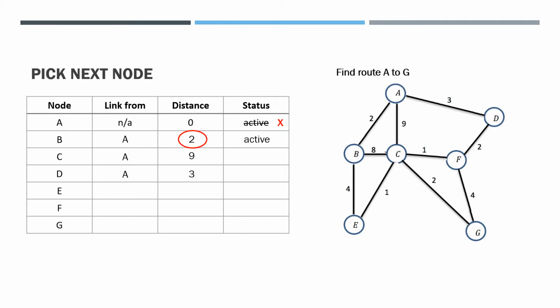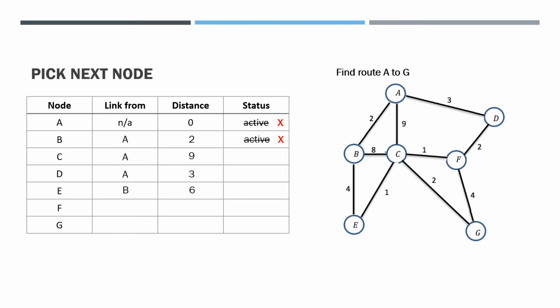There's one other place that you can get to from B, and that's E. With a total distance of 6, B with a value of 2, add on 4, gives a total distance of 6. There's nowhere else you can get to from B, so B is now finished.